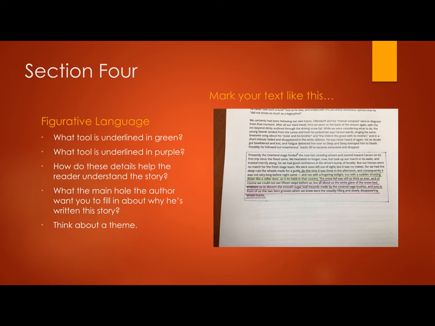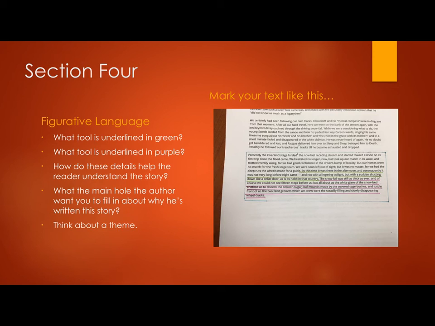Okay, so you want to know, how do these details help the reader understand the story? What is the main hole that the author wants you to fill in about why he's written this story? And finally, think about a theme that you've read about. So most likely the change here is they have seen in the snow some tire tracks that they can follow now. They know someone's been on this path again, but they understand that they need to hurry because the snow will fill those up if they don't follow them quickly.